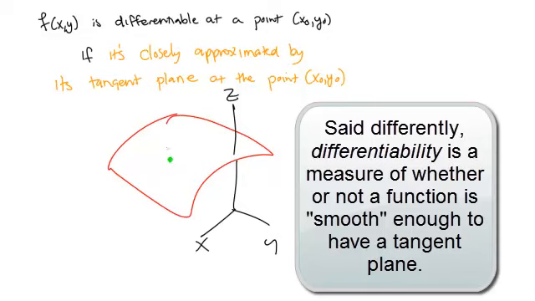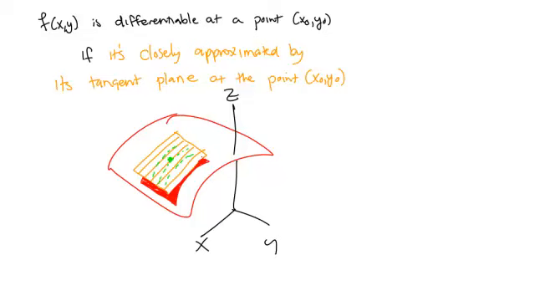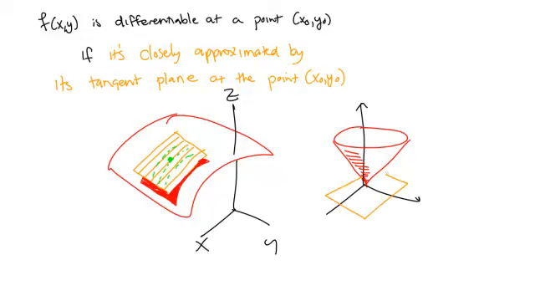Well, we want it to intuitively mean that it's nice and smooth right here. But a nice way of saying that is to say that the graph has a well-defined tangent plane that just grazes the surface at that point. This would allow me to rule out surfaces like a cone. This point at the very bottom is not a point of differentiability because the graph, even if it has a tangent plane right there, isn't really well approximated by it. No matter how close I zoom into this point, it's always going to look like a cone.